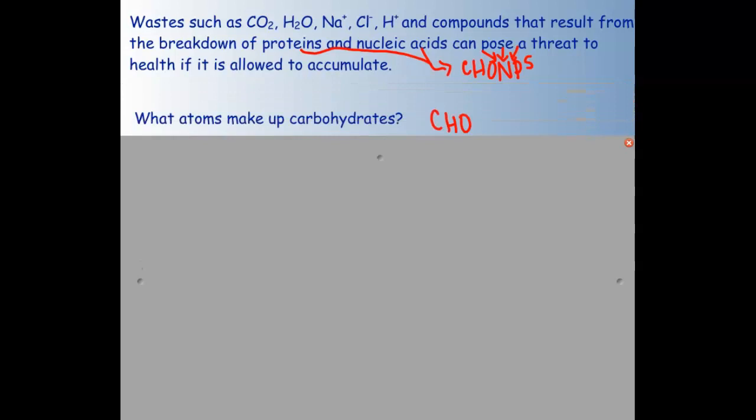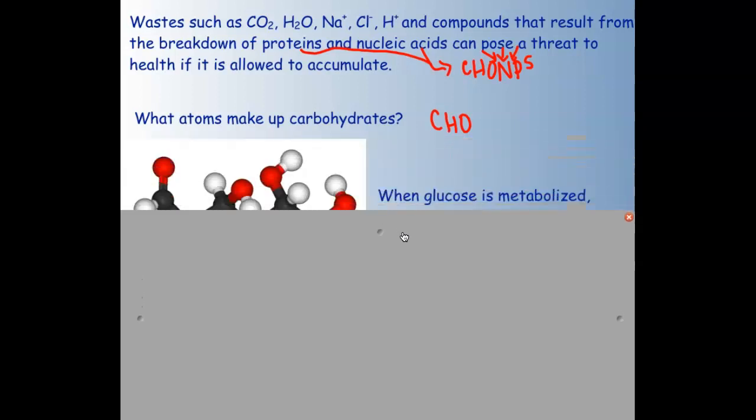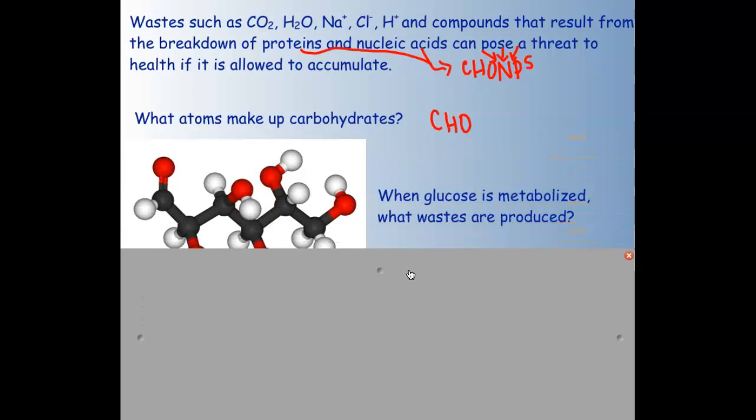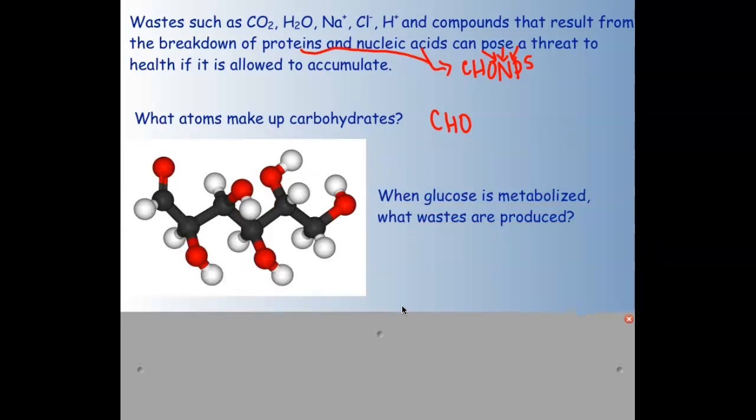Remember that carbohydrates are just made up of carbon, hydrogen, and oxygen. Same with lipids. So that is going to be helpful when we are doing digestion, and it's super easy to break down carbohydrates. We don't have to worry about any waste products that build up, like when we break down proteins or nucleic acids. So when glucose is metabolized, what waste products are produced?